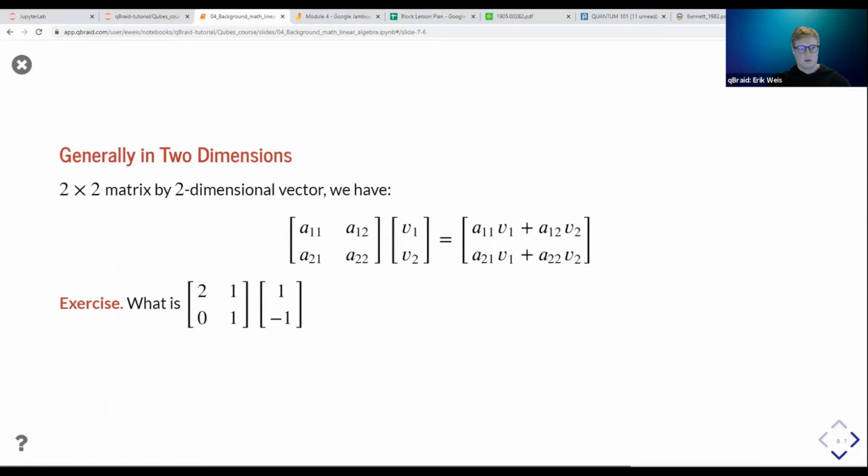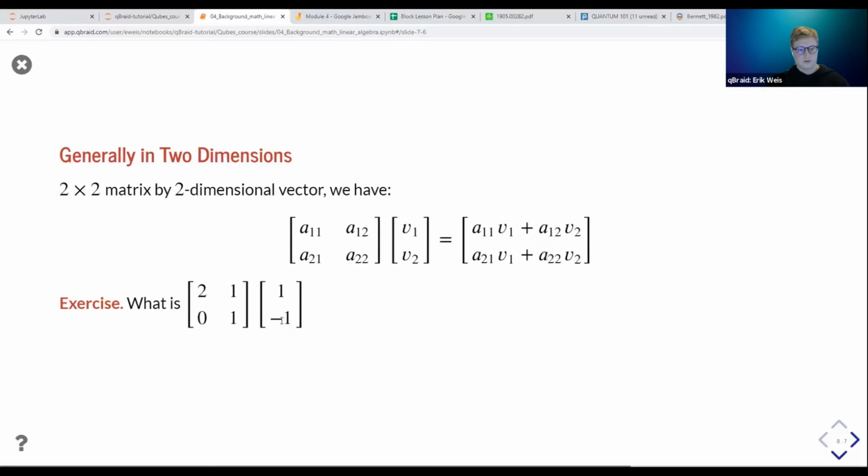Okay, so in general, 2 dimensions is something we're going to be talking about a lot, just because the state for a qubit is a 2-dimensional vector, and so we'll have a lot to do with 2-dimensional vectors in 2-dimensional space. So if we have a 2x2 matrix, generally speaking, and we apply it to a 2-dimensional vector, we get this as an output.